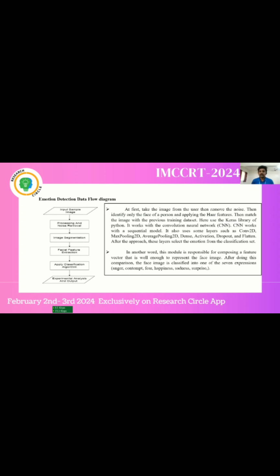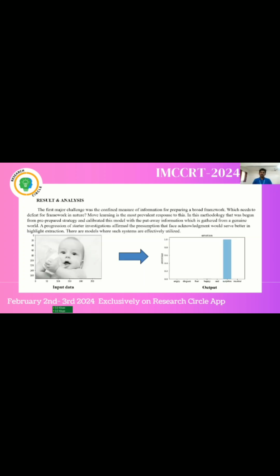Hence, the Keras library in Python works with the convolutional neural network, CNN, with the sequential model. It is also used for some layers such as Conv2D, MaxPooling2D and 3D pooling, which may be used in finding emotional distress. In other words, this model is a representation of a feature vector that will be enough to represent the face image. After doing this comparison, the face image is classified into one of several classes: angry, content, happiness, and surprise.